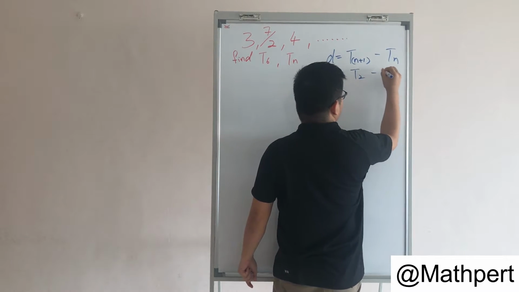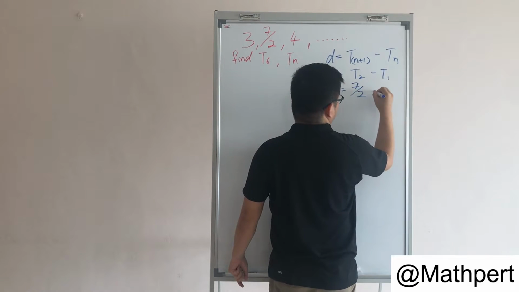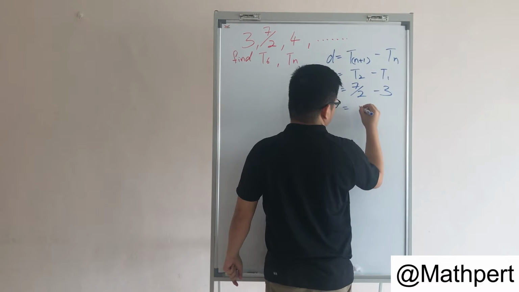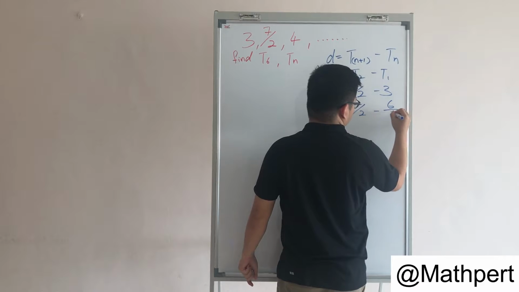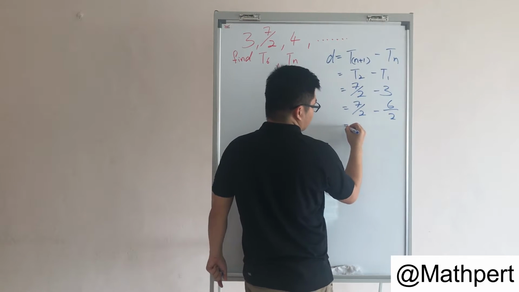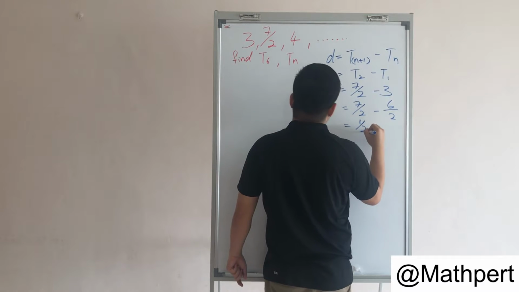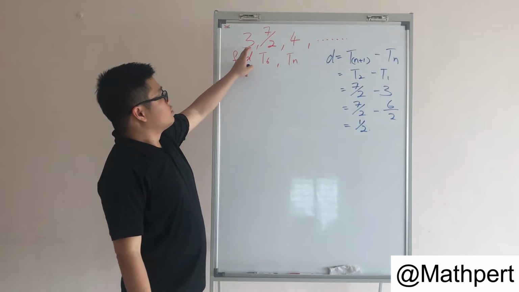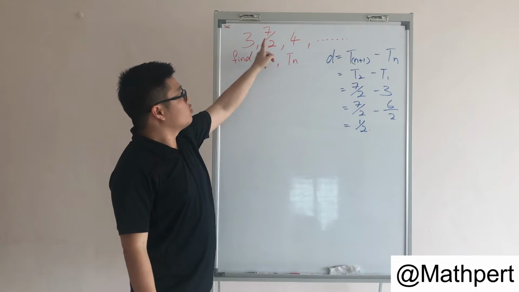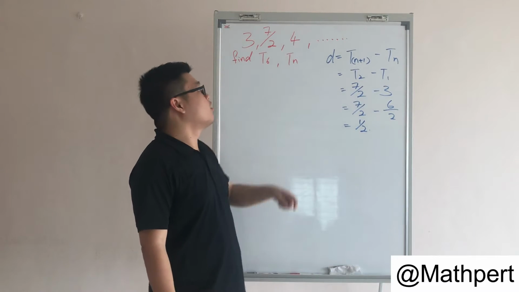T2 minus T1, you get 7/2 minus 3. 7/2 minus 6/2, then we will have 1/2. So meaning 3 plus 1/2 equals 7/2, and 7/2 plus 1/2 equals 4.